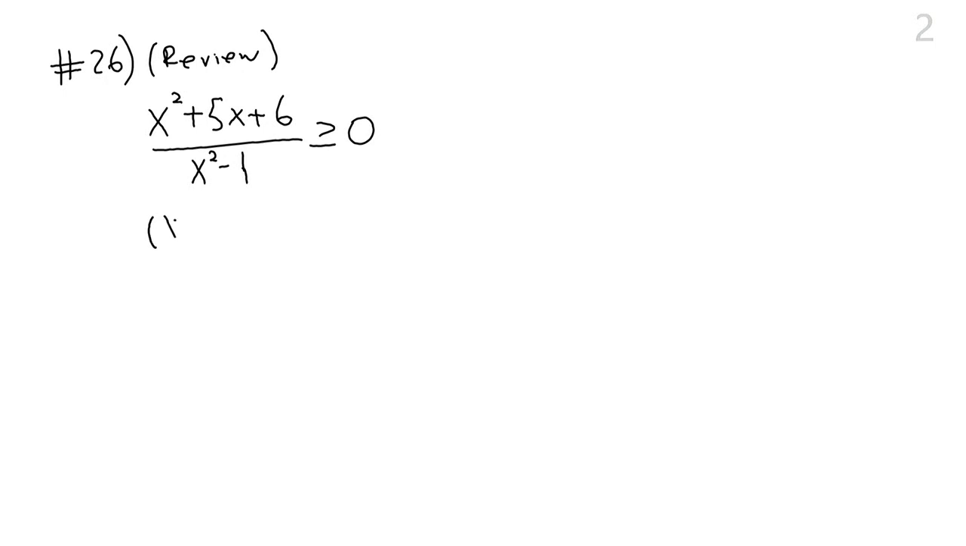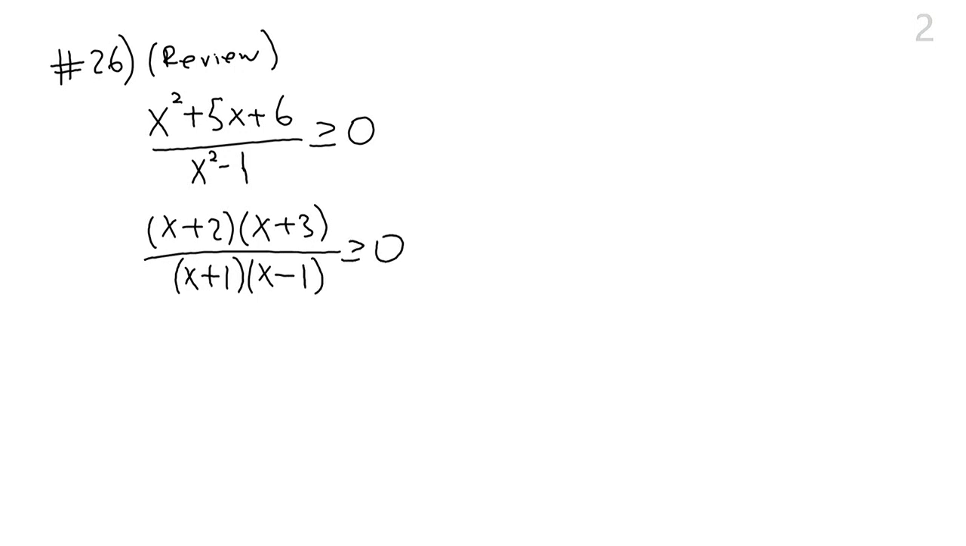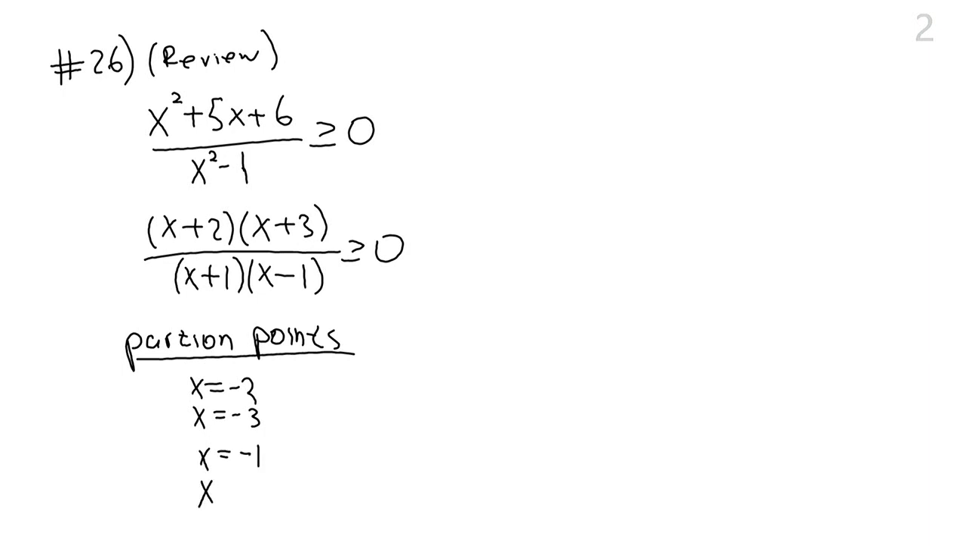We're going to factor the numerator into x plus 2 and x plus 3, and we're going to factor the denominator into x plus 1 and x minus 1. The partition points are anywhere the denominator or numerator is 0, exactly like the case with polynomials. So the partition points are x equals negative 2, x equals negative 3 from the numerator, and from the denominator, these are the asymptotes, but they're still partition points because the function may possibly change sign there. So we have 4 partition points in this problem, and we draw them all on the number line.